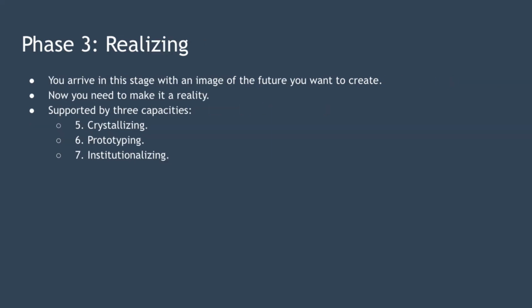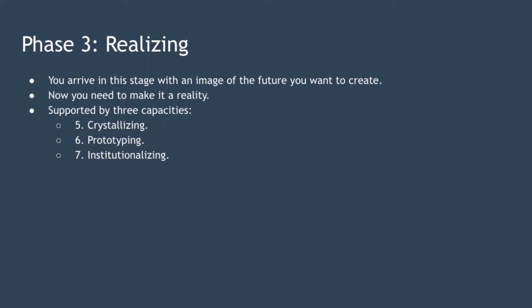The 3rd phase is realizing. You enter this phase with total clarity about how to proceed. You have an image of the future you want to create in your mind. Now, you may not understand or see every brushstroke of that picture, but nevertheless, you know where you're trying to get to. So now in this phase, you're ready and need to make it a reality, starting quickly, but in a small way. Now, this phase is supported by 3 capacities.